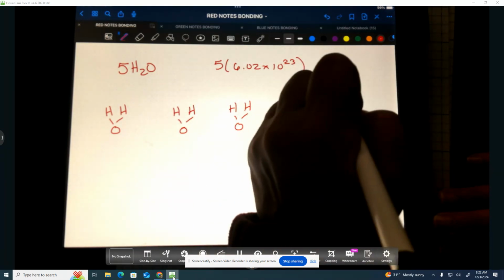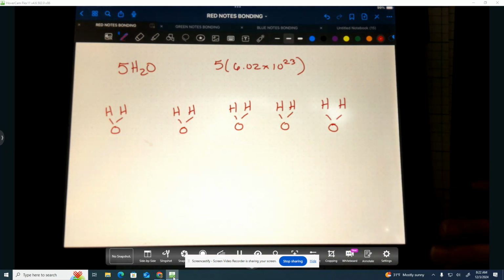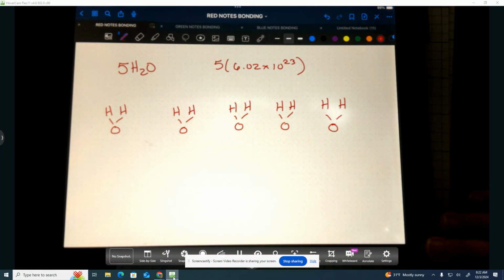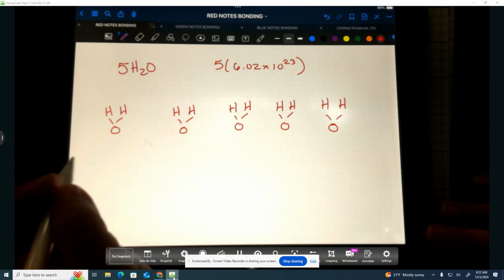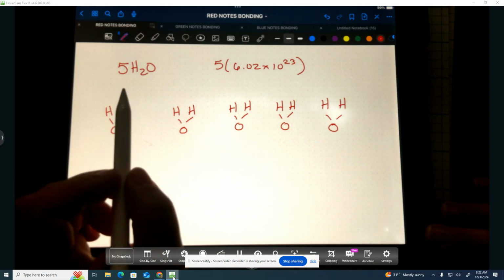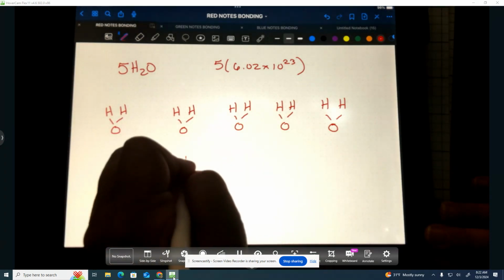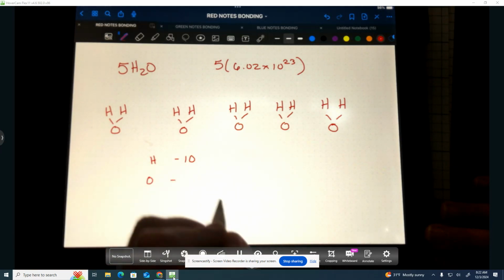I don't know why I picked such a big number like 5, but I did. I have 5 H2Os. How many H's do I have? 10 groups of H's, right? I have 10 H's.